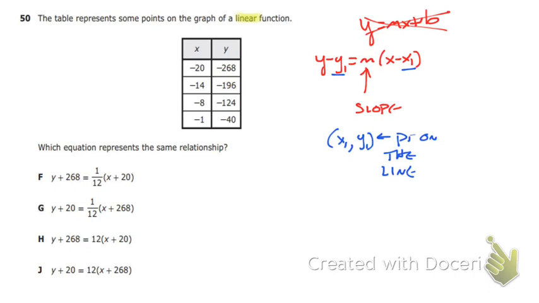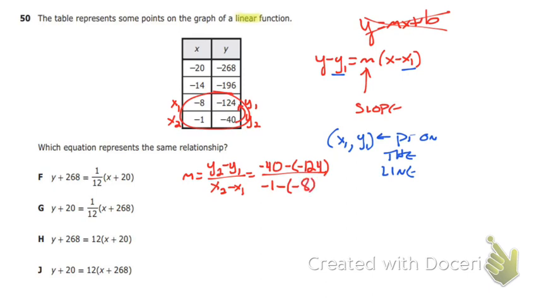So I can pick any 2 points. I'll just pick these 2 points. And these are my x values over here, and these are my y values over here. And so in order to find slope, I know that our little formula for that, and it's on your formula chart, is y2 minus y1 over x2 minus x1. Well, y2 minus y1 would be negative 40 minus a negative 124, don't lose that sign, over x2 minus x1, which is a negative 8.